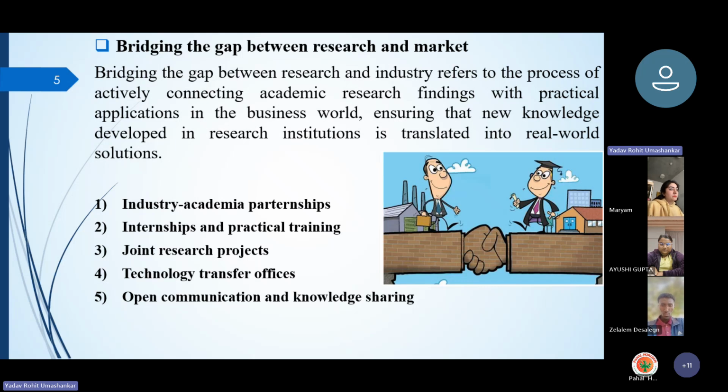There should be open communication and knowledge sharing. Open communication and knowledge sharing generally happens at the conferences that we visit. We, the research people, the students or the professors who are doing research at the institute level, go to conferences organized by other research institutes, international or national conferences. There academia people are present and industrial people are also there. So they get to know what research is being done at the institute level and what the industrial requirement is. Through this open communication and knowledge sharing, this gap can be filled. This task is very important if we want to go from research to market.